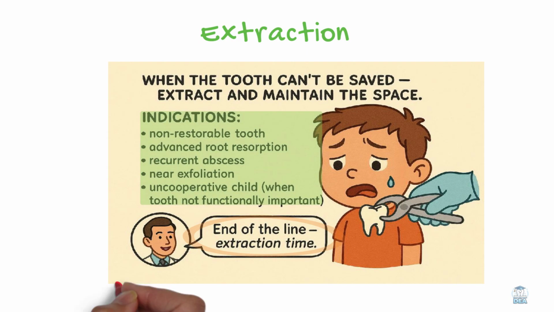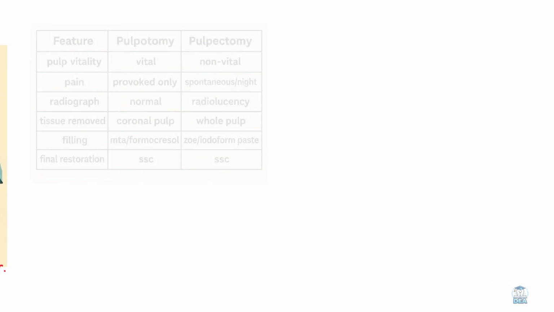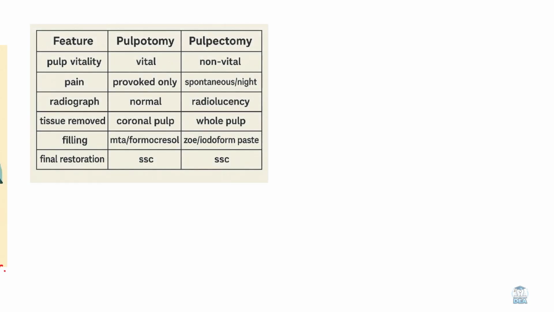If extraction is done early, place a space maintainer. To summarize the comparison, in pulpotomy, the pulp is vital and bleeding is controlled. In pulpectomy, the pulp is non-vital, with spontaneous or night pain and radiolucency. Vital means pulpotomy, non-vital means pulpectomy.